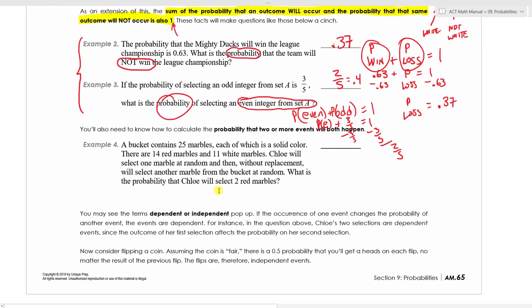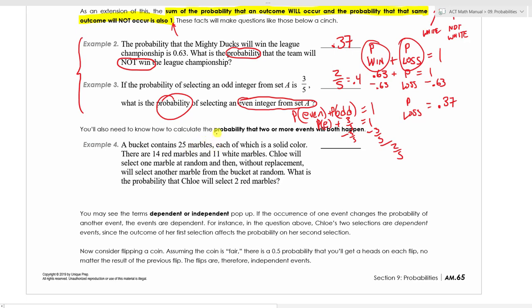Next, we have to know how to calculate the probability that 2 or more events will both happen. Let's go through example 4, and then we're going to add a little bit more detail to this because the ACT has begun to test recently another variation of this type of question. So let's go through example 4. If you want to try it on your own, pause the video and do so. I'm going to work through it right now.